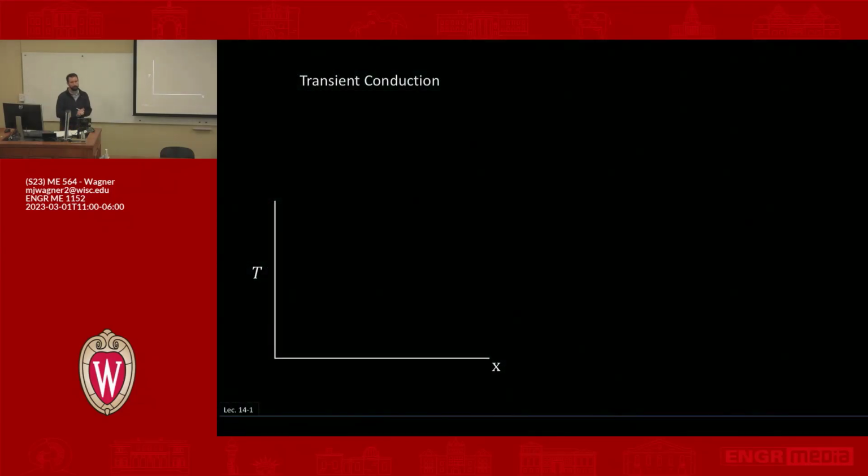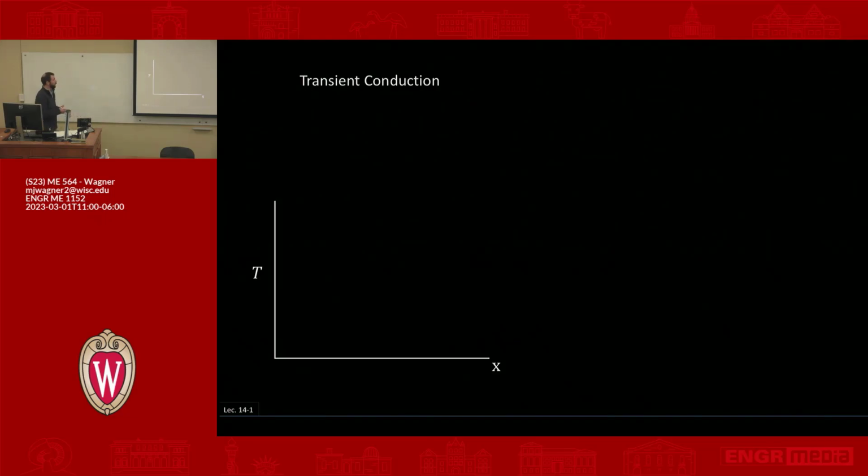In prior problems in transient space, we've used this lumped capacitance assumption, and the lumped capacitance says the temperature inside a body is uniform at any given time. So it's obviously an approximation. There's no possible way that can be true, but it's good enough for certain types of problems.